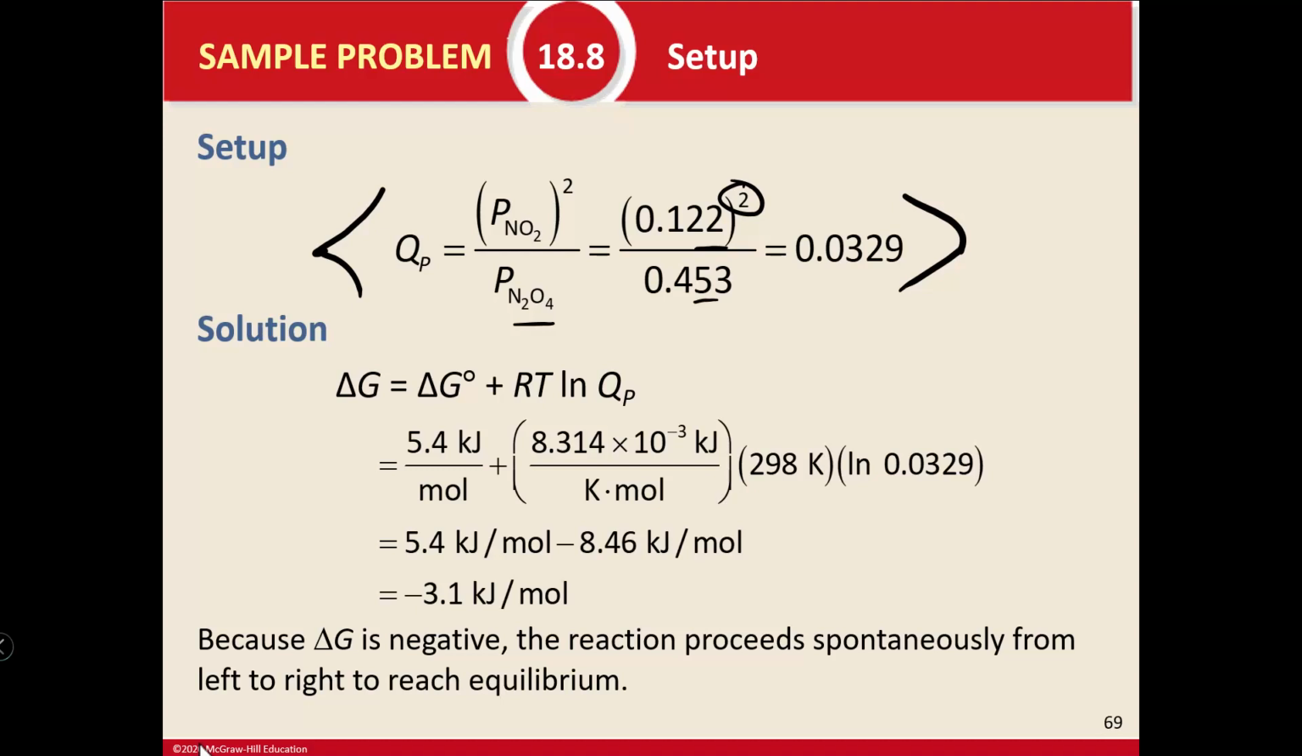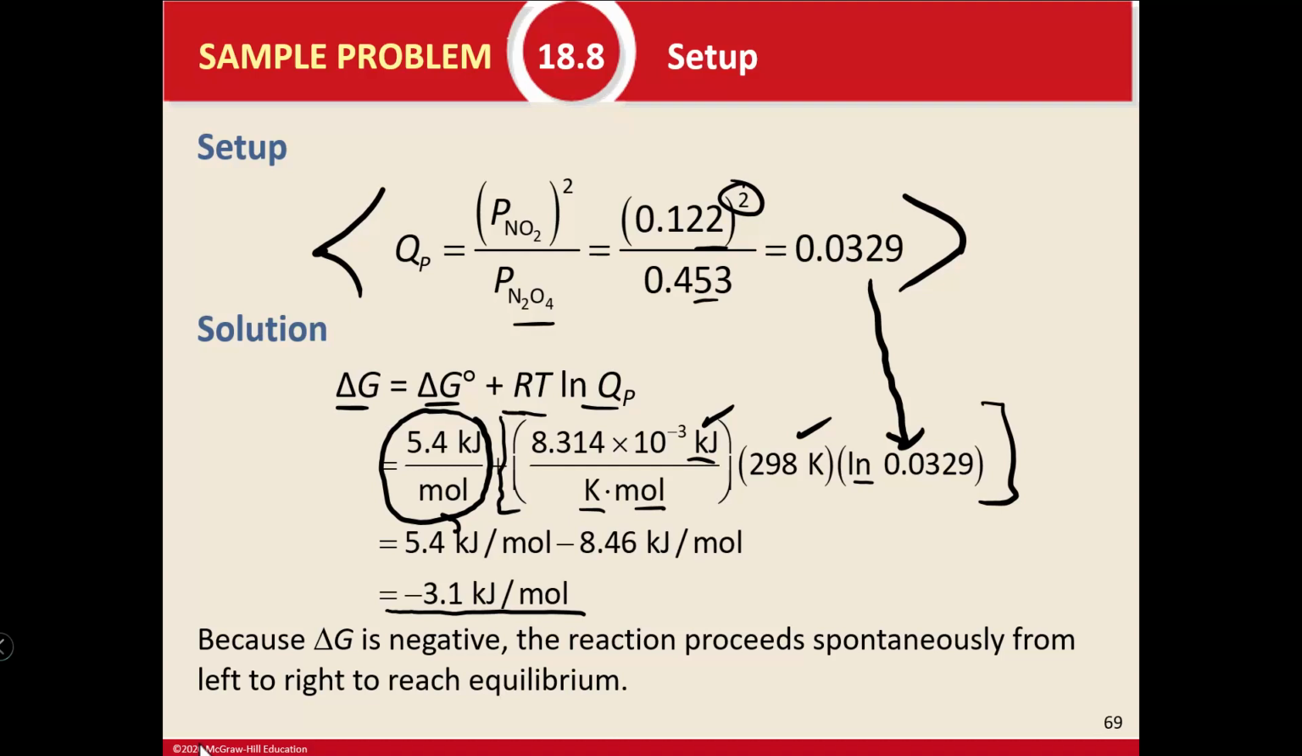All right, so here's our equation that we've learned in this chapter. We've got the 5.4 kilojoules per mole, which was given in the problem. Here's the R that we changed to kilojoules per Kelvin mole. Here's the temperature, which is given in the problem. And then we're going to take the ln of the Q that we just calculated. When we solve for this, we're going to do it in 2 steps. We're going to solve for everything here, and then we're going to combine it with what we have here. And so when we do that, we get an overall value of negative 3.1 kilojoules per mole.